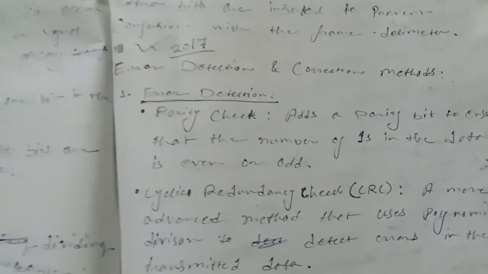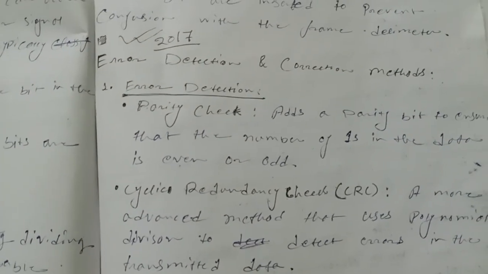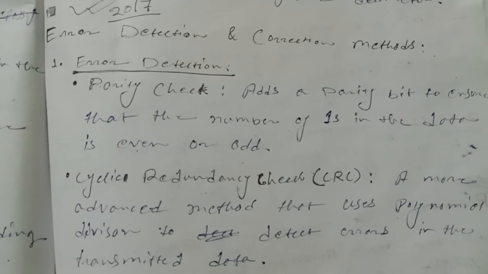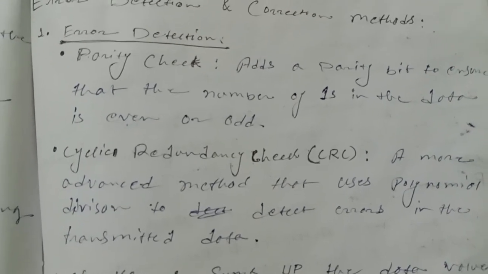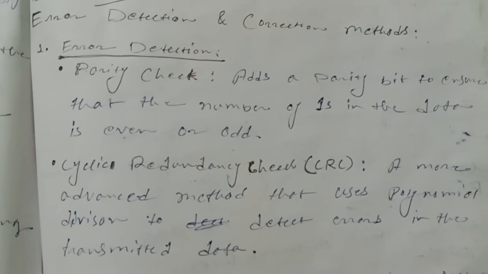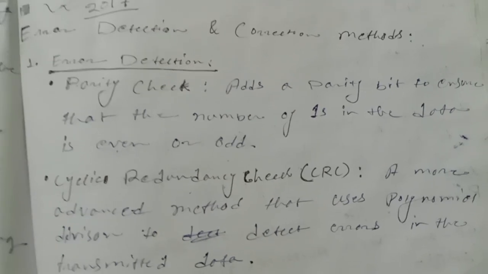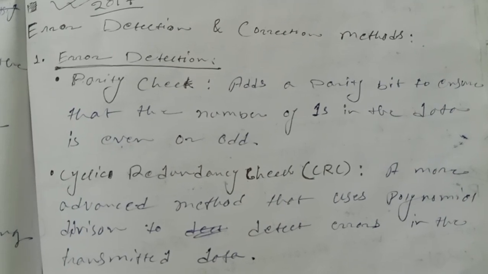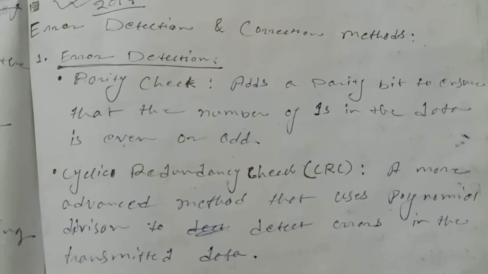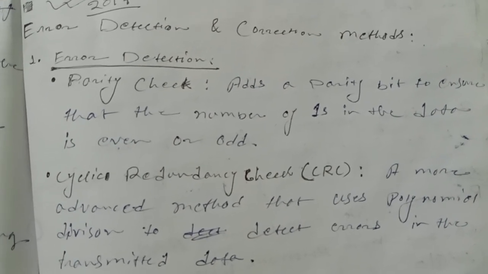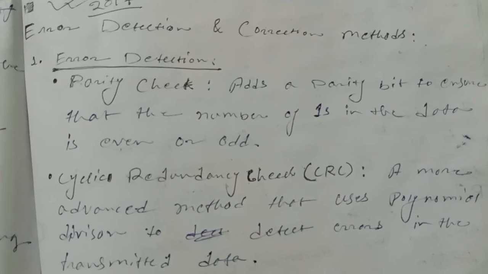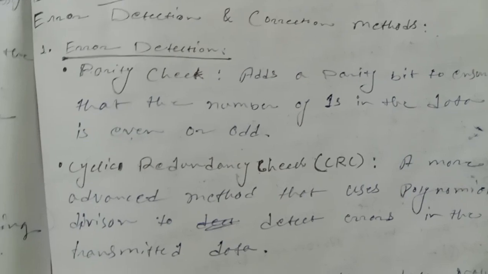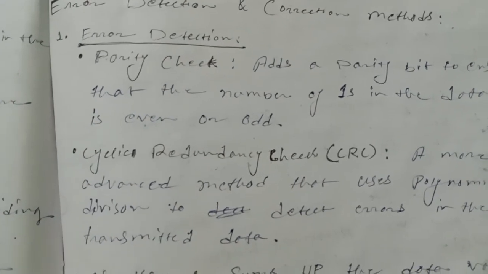Firstly, we have parity check. Parity check adds a parity bit to ensure that the number of ones in the data is even or odd. So it is a method of error detection. What it does is add a parity bit so that it can ensure the number of ones in the data is either even or odd, and based on this we will detect the error.